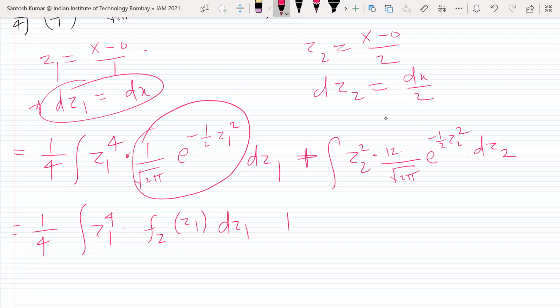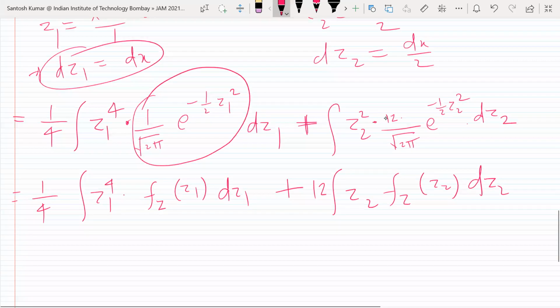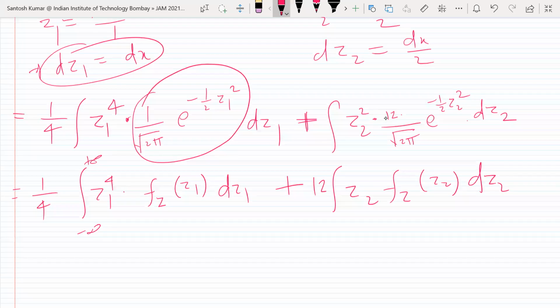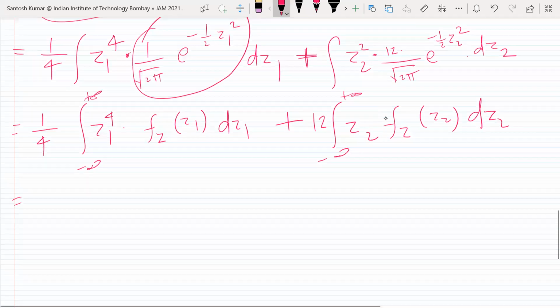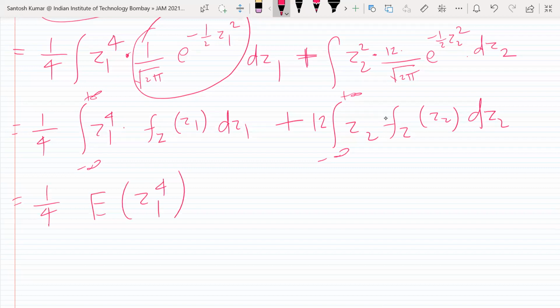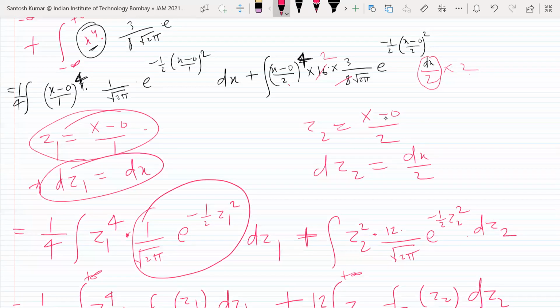and the plus again z2, you take 12 outside, and again the rest is a standard normal random variable. This limit is from minus infinity to plus infinity. So finally, what I want to say, 1 by 4, this is nothing but E of z1 raised to power 4 plus 12 times E of z2 raised to power 4. And both z1 and z2 we converted into a standard normal.